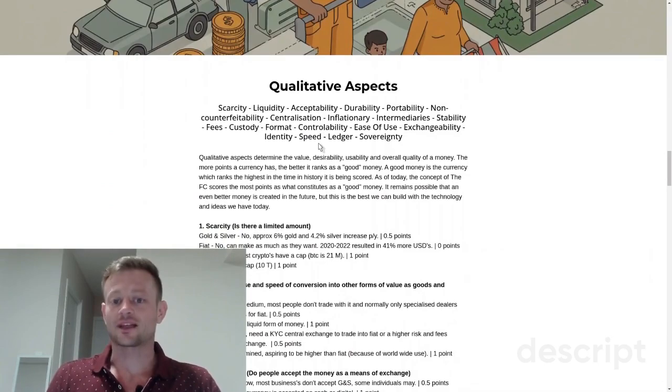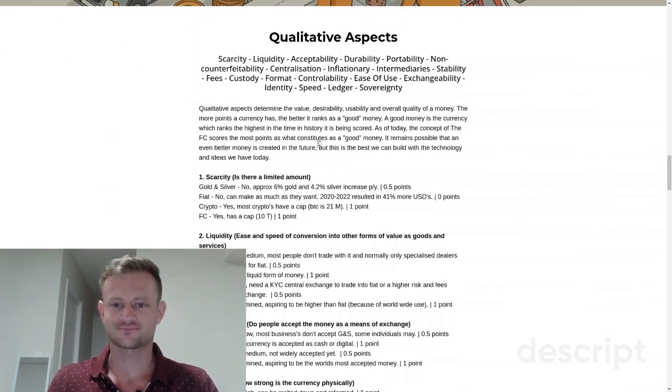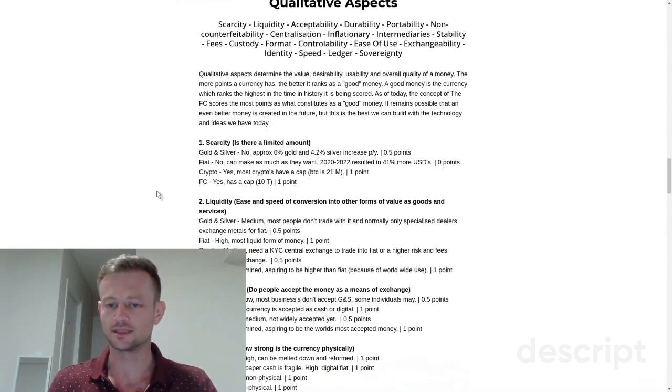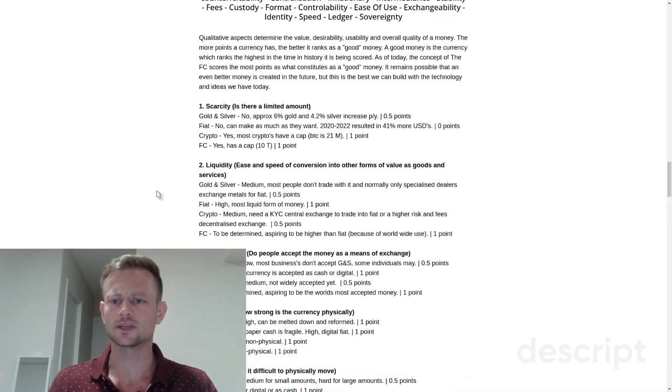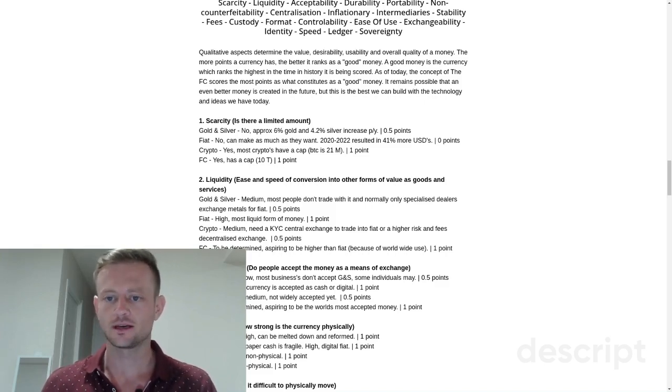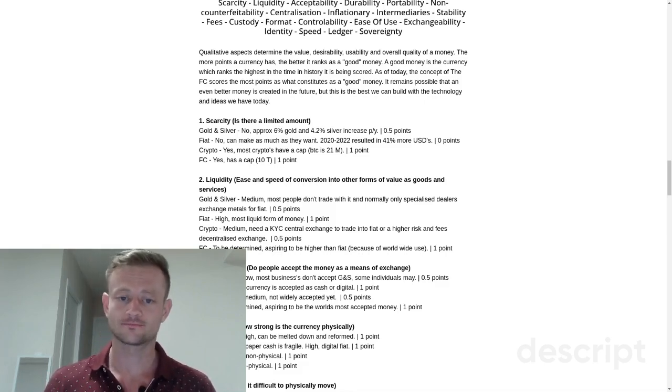So now let's look at the qualitative aspects. I won't read all these out, we'll go through them one by one. The qualitative aspects determine the value, desirability, usability, and overall quality of a money. The more points a currency has, the better it ranks as a good money. A good money is the currency which ranks the highest in the time in history it's being scored. As of today, the concept of the freedom credit scores the most points as what constitutes a good money. It remains possible that an even better money is created in the future. But this is the best we can build with the technology and ideas we have today.